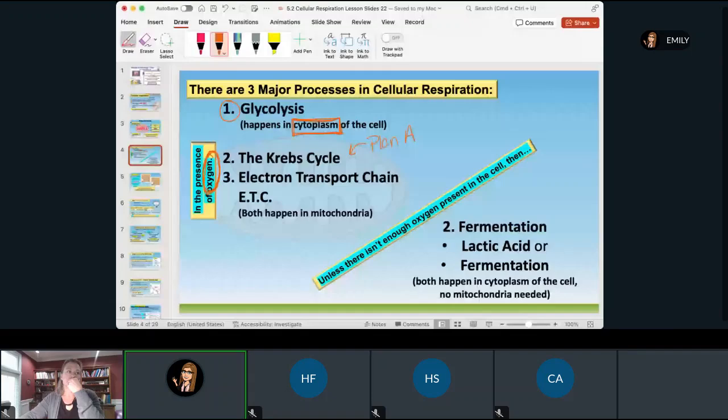Now, the Krebs cycle is not to be confused with the Calvin cycle. The Calvin cycle starts with a C, and that's photosynthesis. The Krebs cycle starts with a K and is in cellular respiration. So if we have lots of oxygen to go around, we are going through plan A.